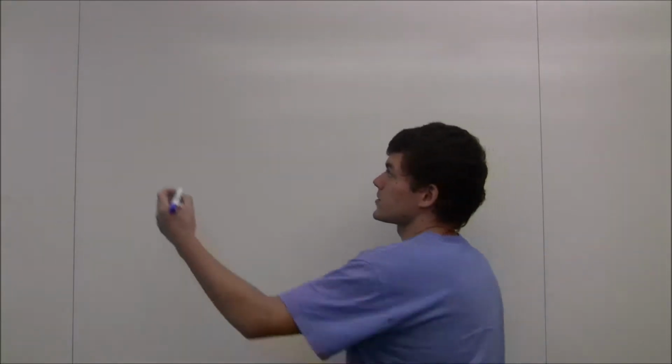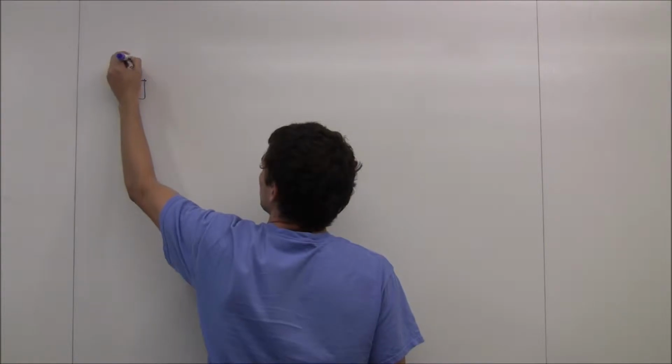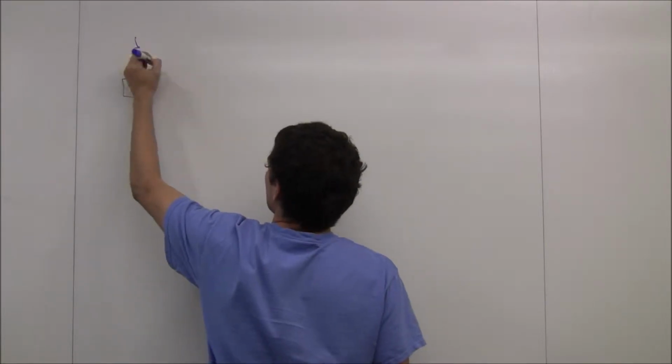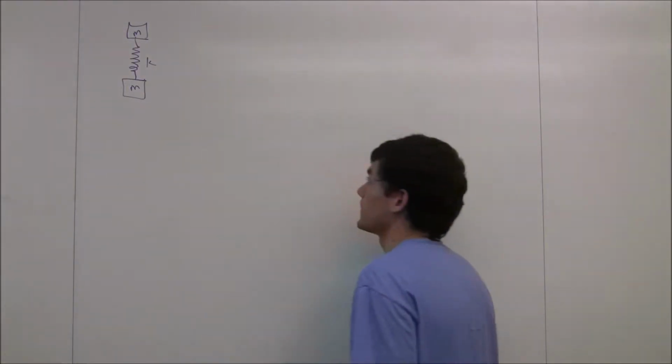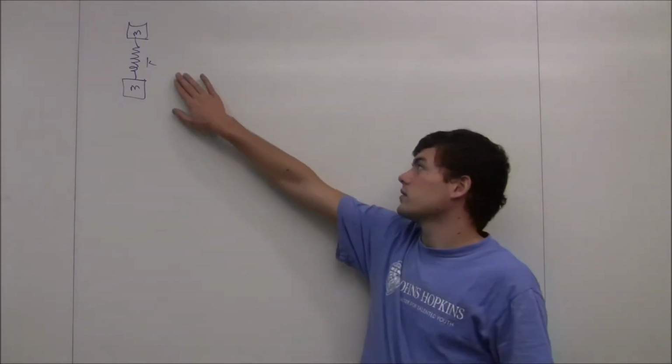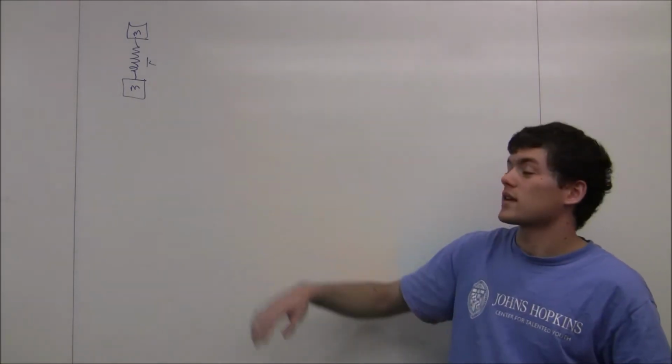So the first thing that happens in this problem is that we have a block of mass m with a spring of force constant k on top of it, and another block of mass m is placed on top of that. And we're asked what distance delta x the spring is going to be compressed so that that top block stays in equilibrium.